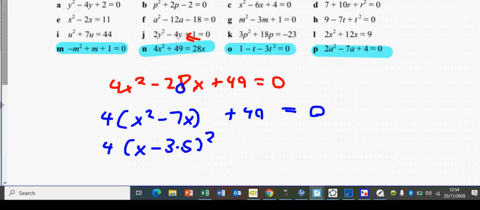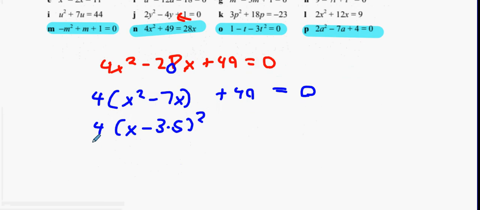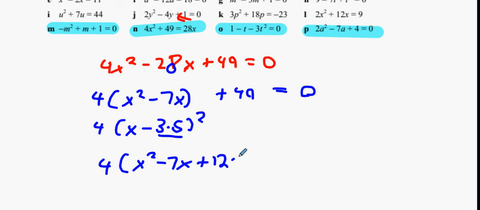Next thing. Square that out. What happens when you square it out? We're pretty good at these at this stage. So what happens when you square that out? X squared minus 7x. But what's the last part? 3.5 by 3.5? Anybody? 12.25. Excellent. Okay?